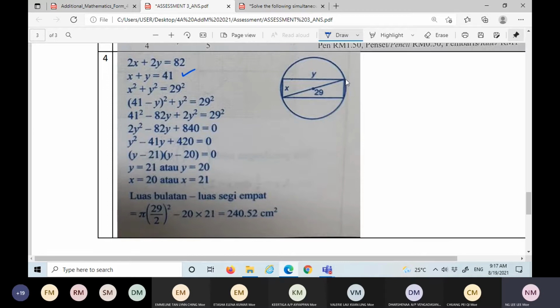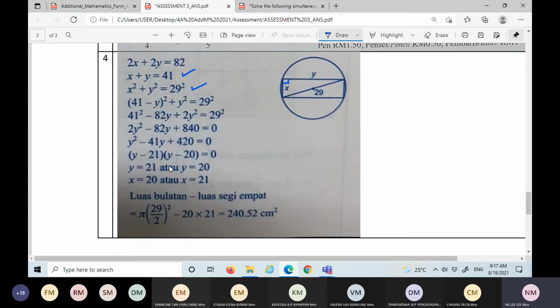The second equation comes from the Pythagoras theorem, because here is a right angle triangle. So x squared plus y squared is 29 squared. Mostly the students cannot get this one. Then when you have these two, solve them simultaneously. Put one as the subject, either one, and then put it into the second equation. Then you will be able to solve it.